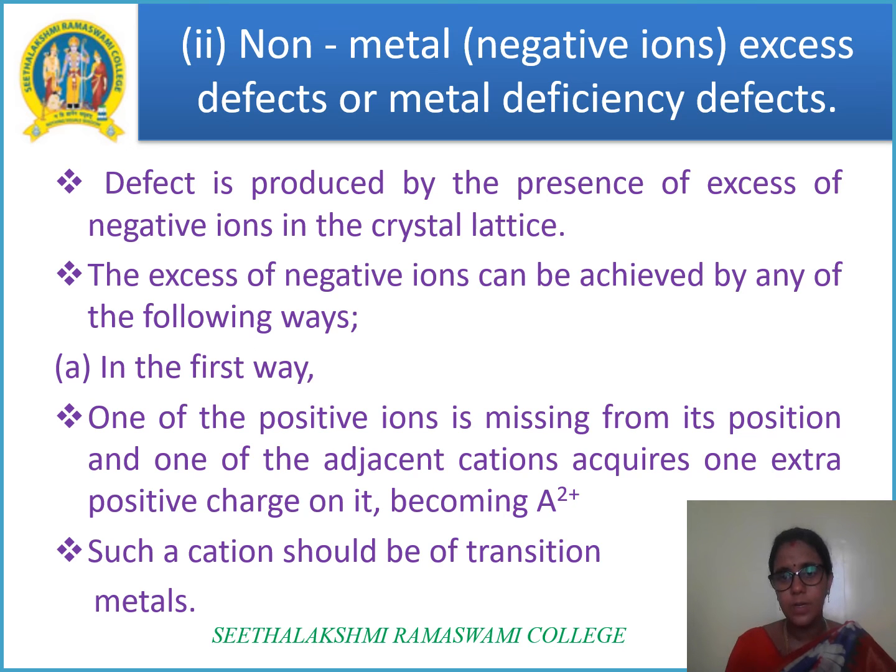Non-metal excess defects or metal deficiency defects are produced by the presence of excess of negative ions in the crystal lattice. The excess of negative ions can be achieved by any of the following methods. In the first way, one of the positive ions is missing from its position, and one of the adjacent cations acquires one extra positive charge on it, becoming A2+, in order to maintain the electrical neutrality of the crystal. Such a cation should be of transition metals because they possess variable valency.